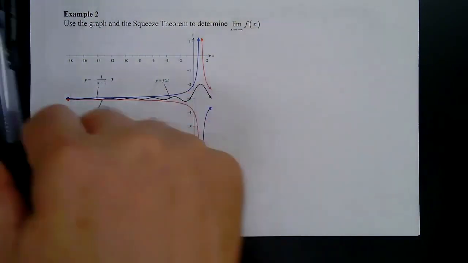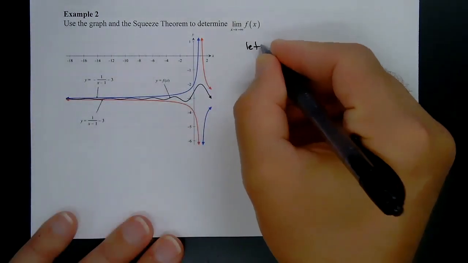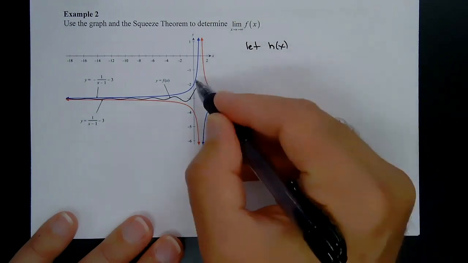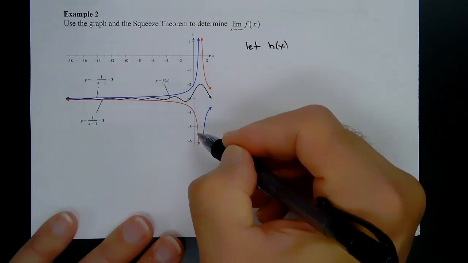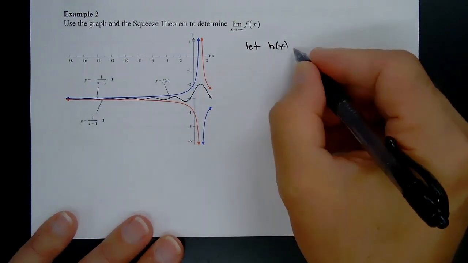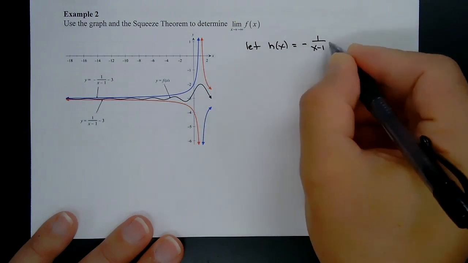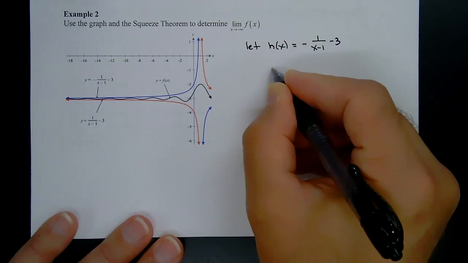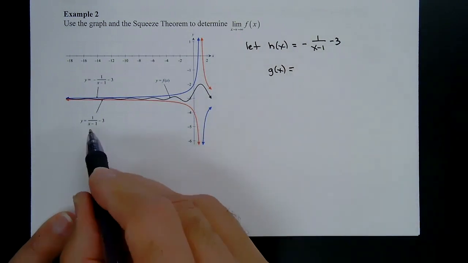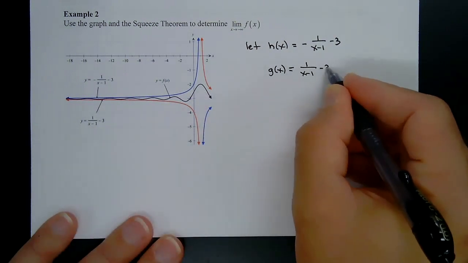So we want to let, actually we'll just let h of x, and the names aren't really that important. I mean, if you call this top one g of x and the bottom one h of x, as long as you put them in the right order, that'd be okay, all right? Let h of x equal negative 1 over x minus 1 minus 3, and we're going to let g of x, that's usually the bottom one, okay? That'd be 1 over x minus 1 minus 3.